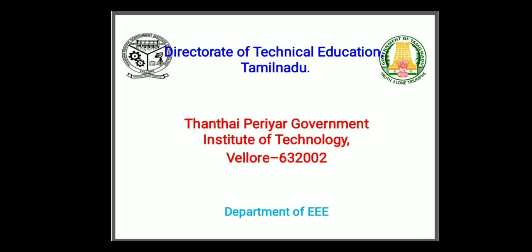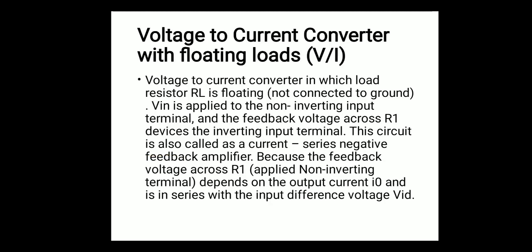So the topic is voltage to current converter and the current to voltage converter. First, let us look into the voltage to current converter. In voltage to current converter, we have two types of configurations. One is the voltage to current converter with floating load, and the other one is the voltage to current converter with the grounded load.